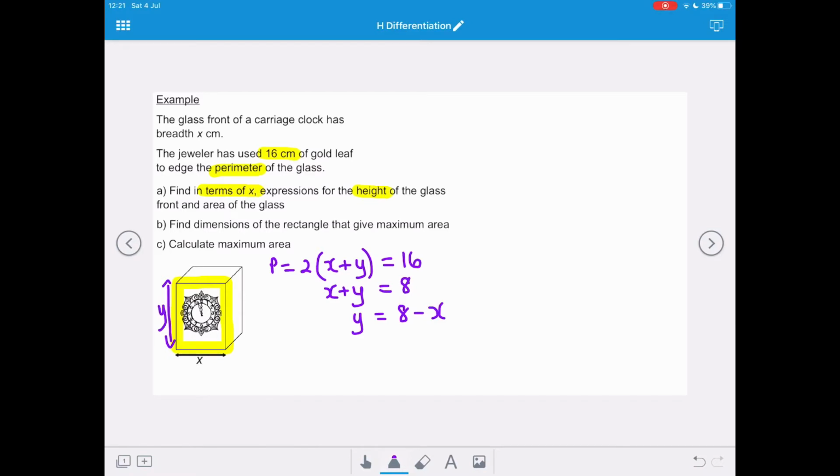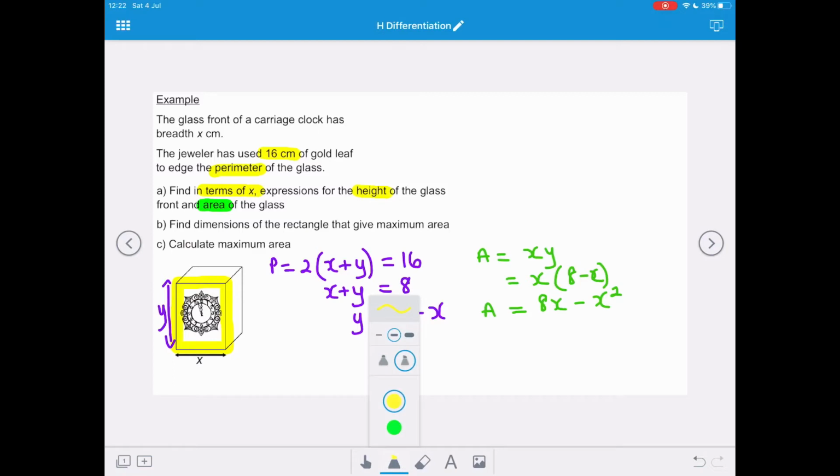Now the other part of part A was the area of the glass, and we know that the area of a shape is the breadth times the height. And so we can work out that the area A equals xy. If we replace the y with our 8 minus x expression, so that we have the area in terms of x, it's x times 8 minus x. And if we expand the bracket, we get A equals 8x minus x squared.